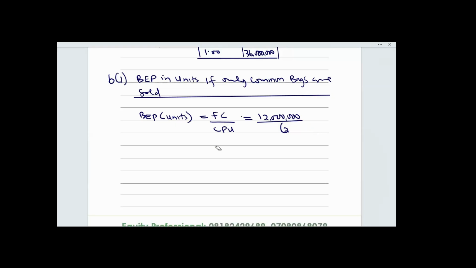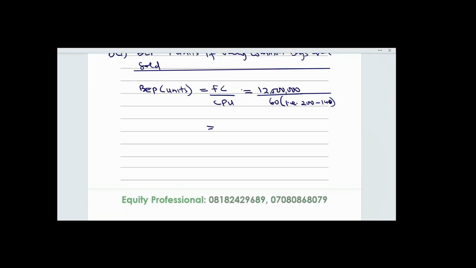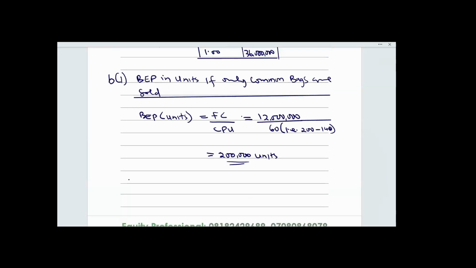Therefore, let me rewrite this. 200 minus 140. Okay, so this will give us 60 naira. So 12 million divided by 60 naira. That's 200,000 units. 200,000. Yeah. Okay. So that's for common.